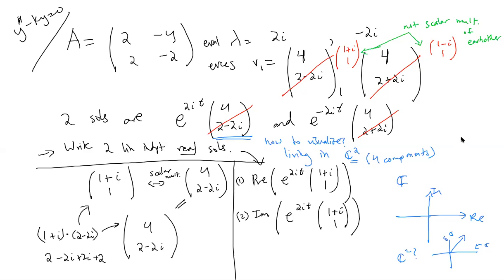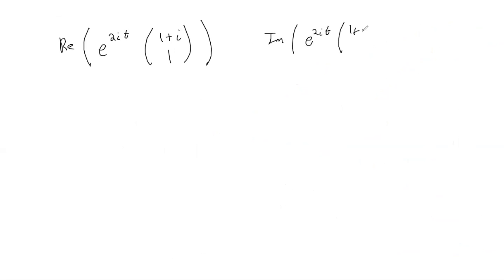Okay. And that's what we need to do. We need to figure out the real part and the imaginary part. So I'm going to go to a new page. I want the real part of e^(2it) (1 + i, 1), and the imaginary part of e^(2it) (1 + i, 1). Okay, so we need to break up each one into its real and imaginary parts. That is essentially what we're going to do.